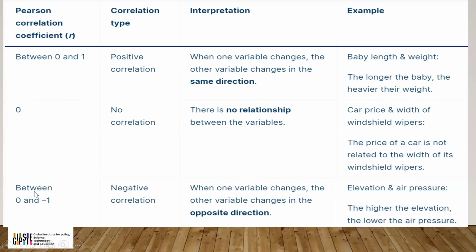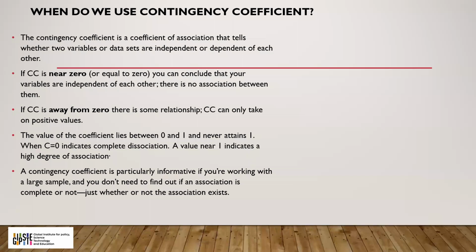The next is between 0 and -1, which indicates negative correlation. So if you have a Pearson's correlation coefficient value of, let's say, -0.4, it indicates a negative correlation. So when one variable changes, the other variable changes in the opposite direction. Take, for example, elevation and air pressure. The higher the elevation, the lower the air pressure. Take note of that.